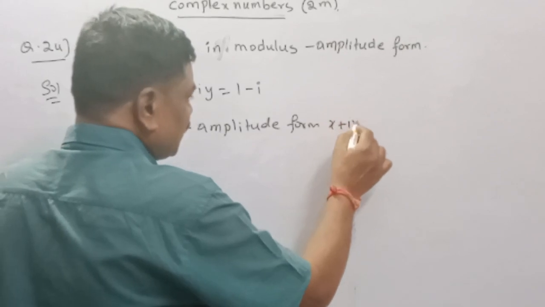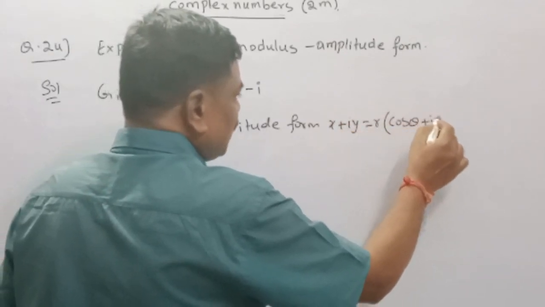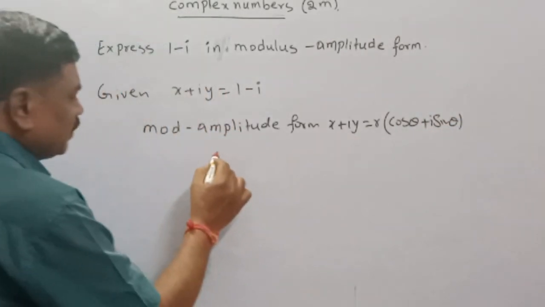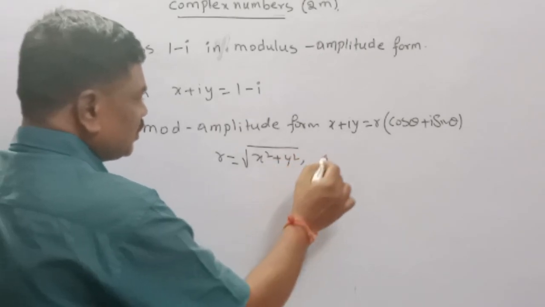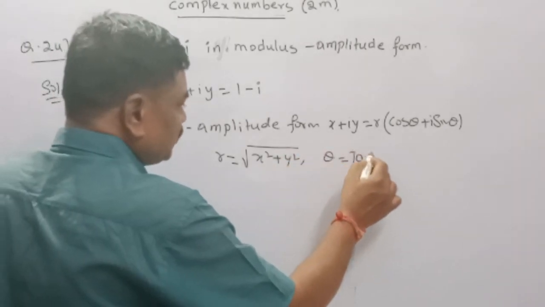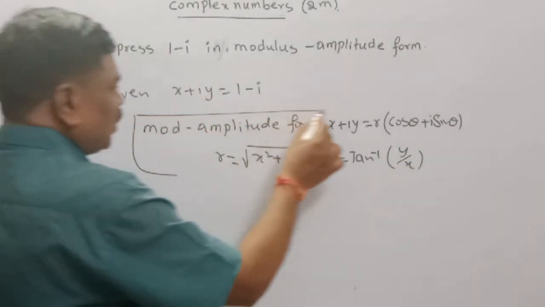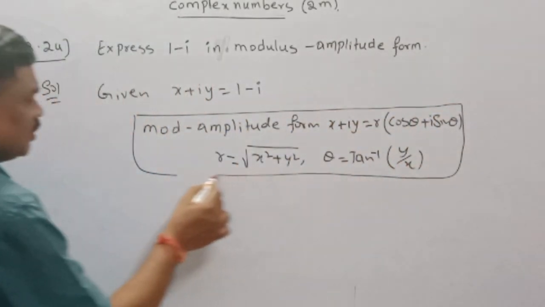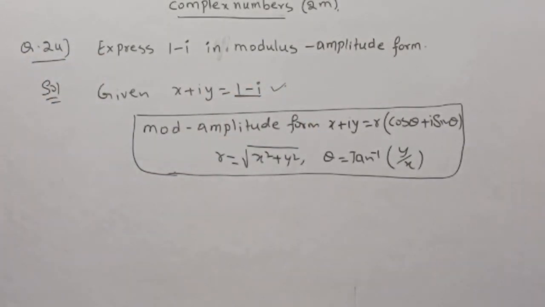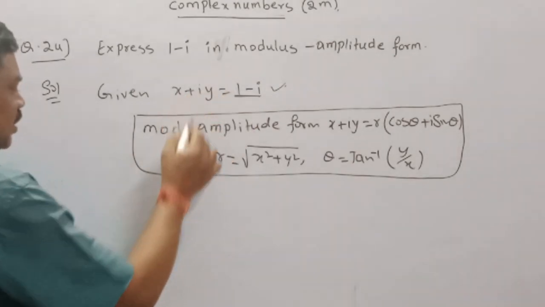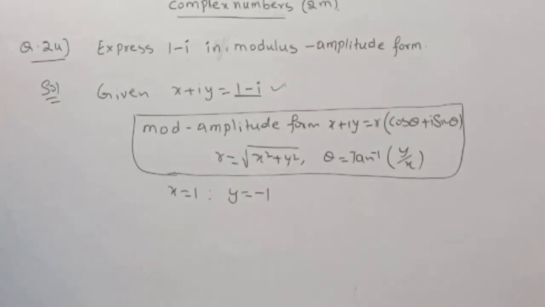x + iy = r(cos θ + i sin θ), where r = √(x² + y²) and θ = tan⁻¹(y/x). This is the mod amplitude form of the given complex number. Here x = 1 and y = -1.